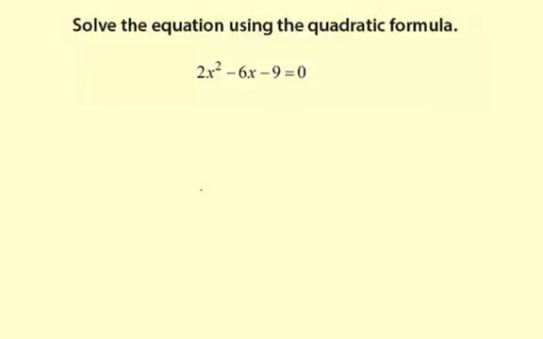Solve the equation using the quadratic formula. We have 2x squared minus 6x minus 9 equals 0. First thing I'm going to do is graph the related function y equals 2x squared minus 6x minus 9, and then see how many and what type of solutions should be expected.